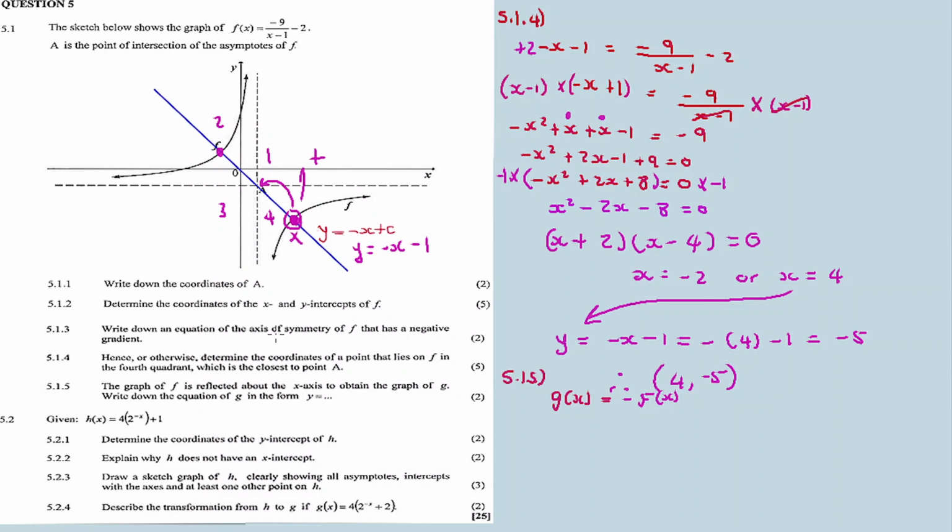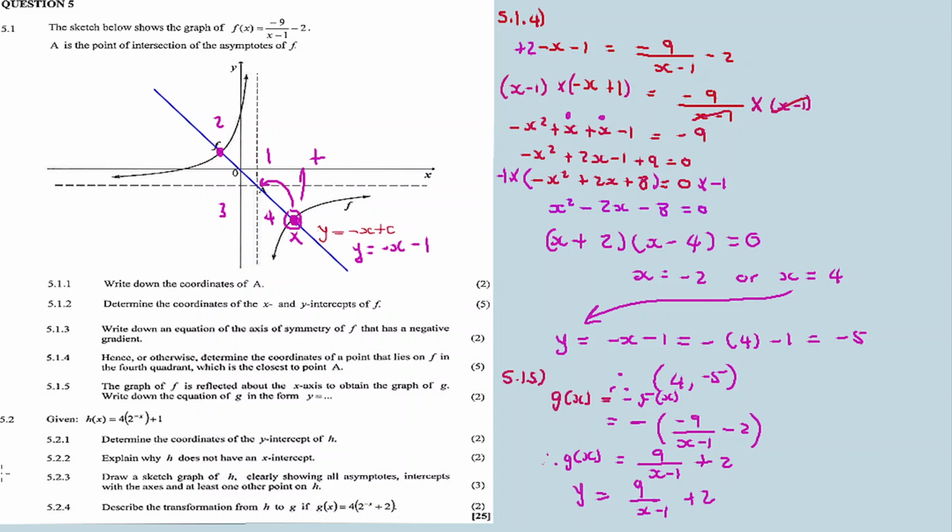Now any function we reflect about the x-axis, you need to multiply the function by a negative. So therefore minus, in brackets, the function f of x, minus 9 over x minus 1 and minus 2. We multiply because of the one negative. Therefore when I take this negative and multiply, I get a positive 9 over x minus 1, and negative multiplied by minus 2 gives a positive 2. So g of x is equal to 9 over x minus 1 plus 2, y equal to 9 over x minus 1 plus 2, right, because we have written it in this form.